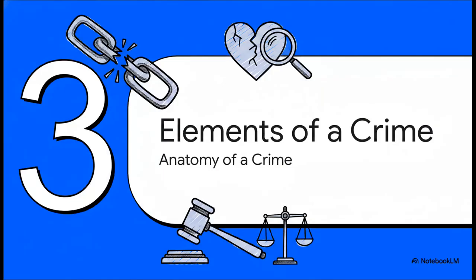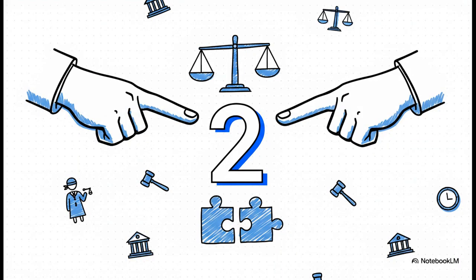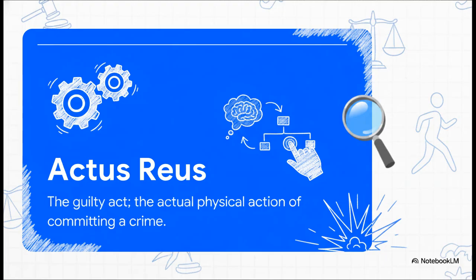Section 3. The elements of a crime. All right, let's dissect the actual anatomy of a broken rule. For most behaviors to actually be considered a crime in the eyes of the court, there are exactly 2 core elements that must exist together, and they have to happen at the exact same time, a legal concept known as concurrence. Element number 1 is Actus Reus.